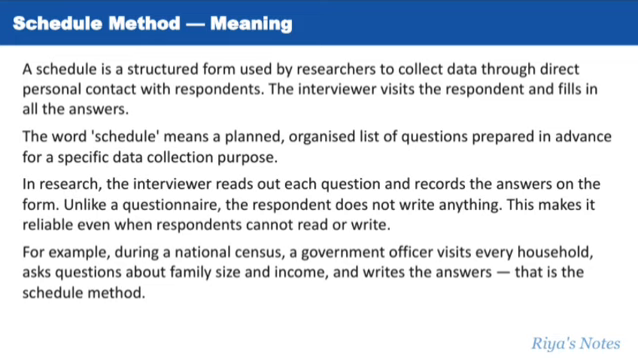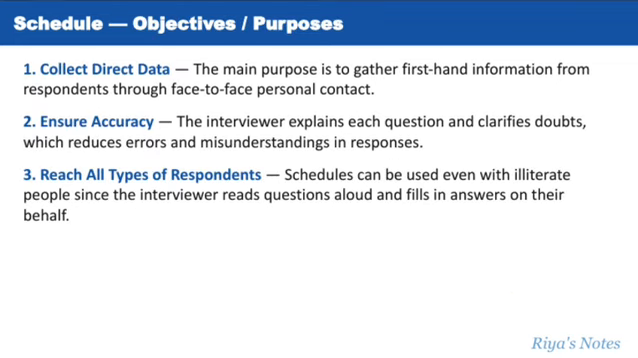For example, during a national census, a government officer visits every household, asks questions about family size and income, and writes the answers. That is the schedule method. Schedule, objectives/purposes. 1. Collect direct data. The main purpose is to gather first-hand information from respondents through face-to-face personal contact.